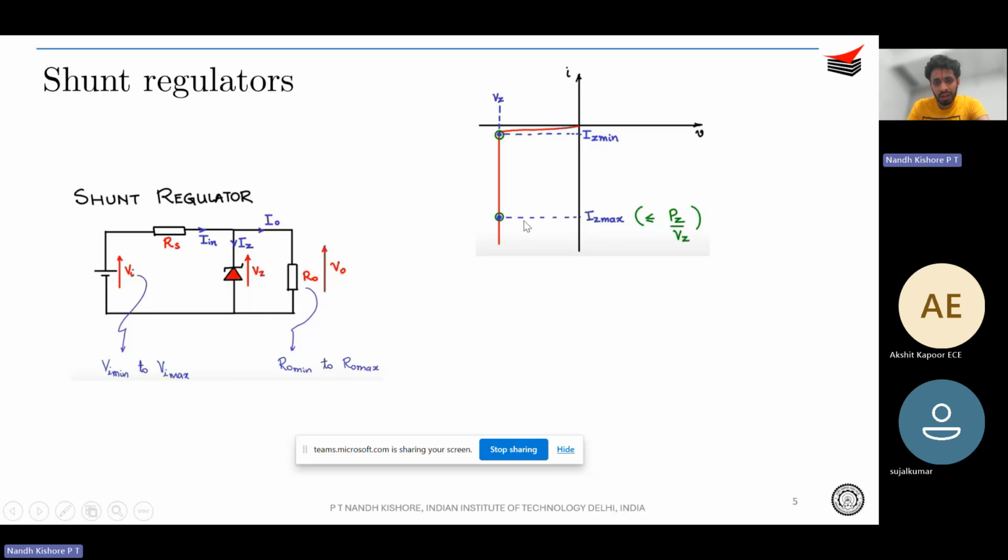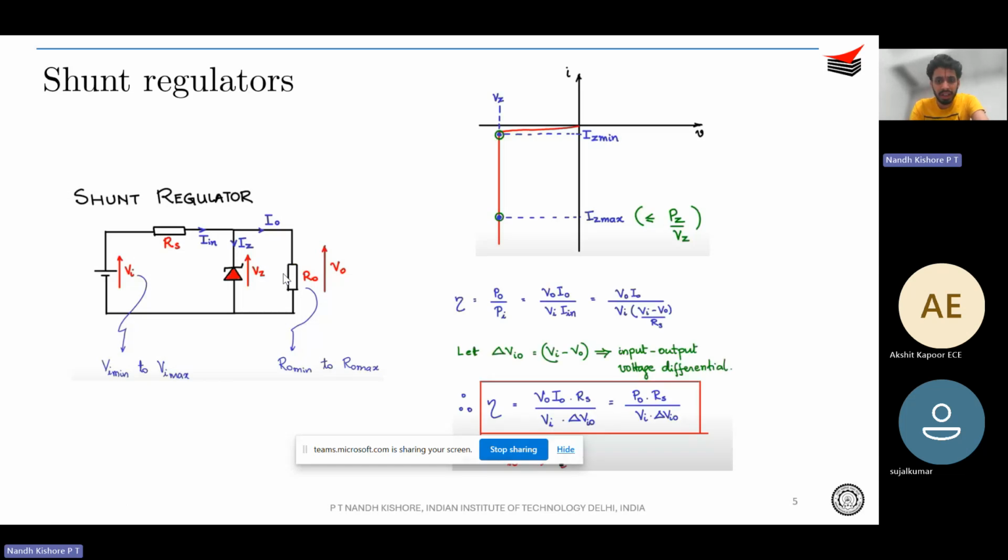That is, your IZ max should be less than or equal to PZ by VZ. That needs to be ensured at all points of time. That is, IZ should be less than or equal to PZ by VZ. So based on that, your load may also change.